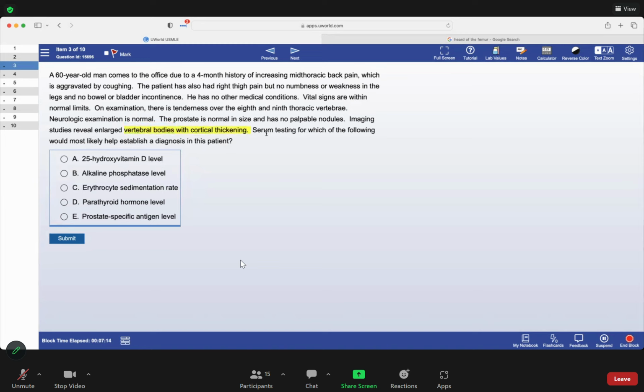This is a key. If you think osteoporosis, it should be cortical thinning. So it's cortical thickening. Serum testing for which of the following would be most helpful to establish the diagnosis? This is Paget's disease of the bone. Don't fall for osteoporosis. I know you guys think that because of the tenderness over the vertebral bone, but they say vertebral bodies with cortical thickening. They are giving the hint that it's not osteoporosis.